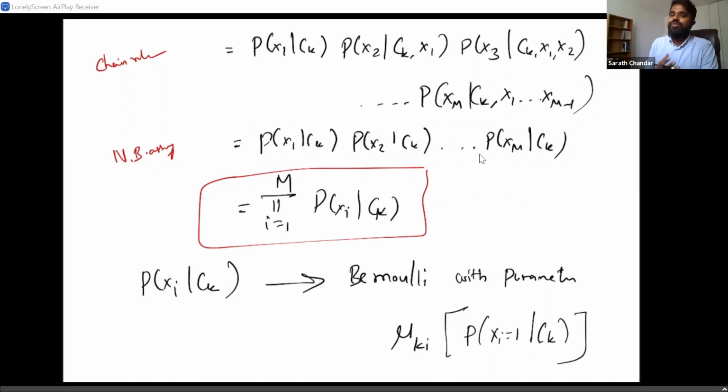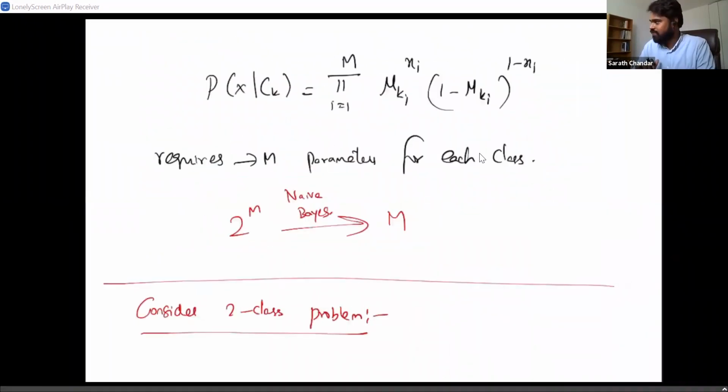Now this binary random variable can be modeled with a distribution, because the Bernoulli distribution has a parameter mu. For a Bernoulli random variable, you have this parameter mu, which tells the probability that the random variable is 1, and 1 minus mu is the probability that the random variable is 0. So we are using that fact to model the discrete features.